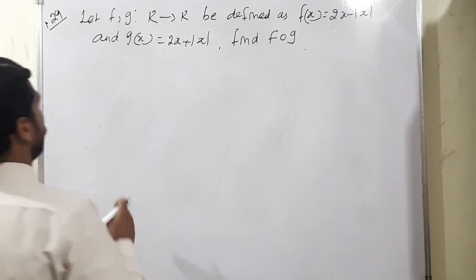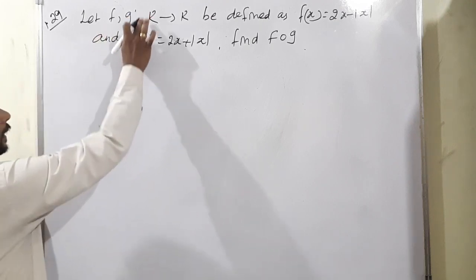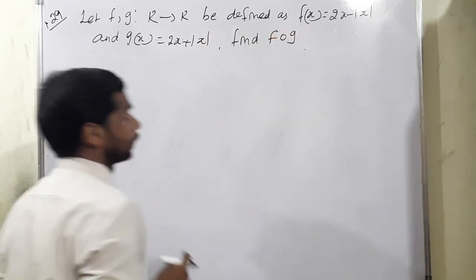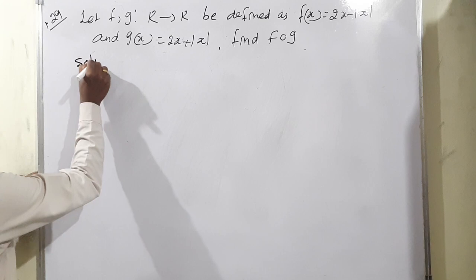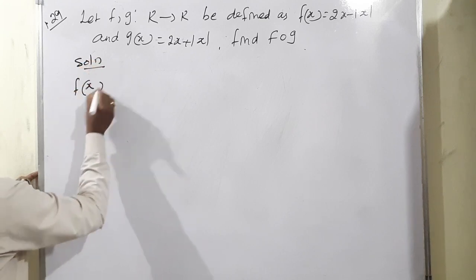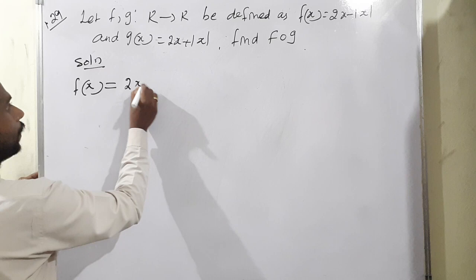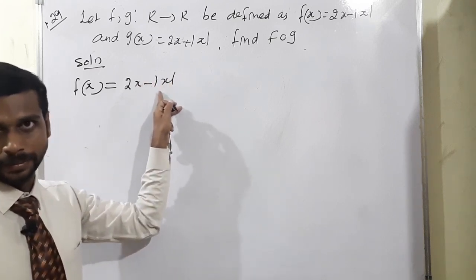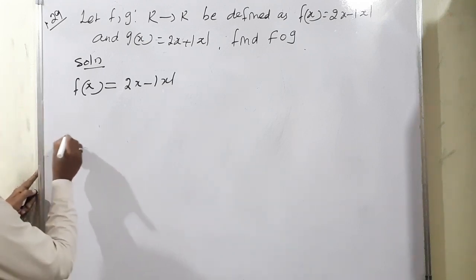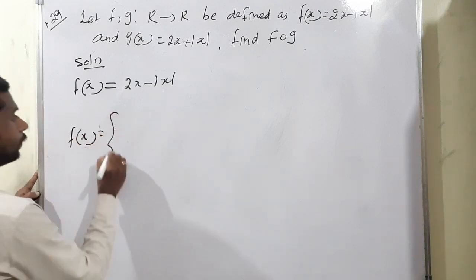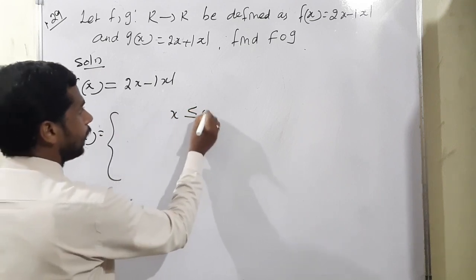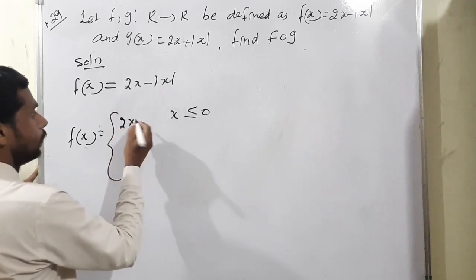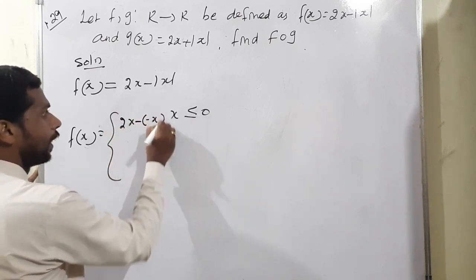Moving to example 1.29, let f, g from real numbers to real numbers be defined as follows. Solution, first condition: f of x is equal to 2x minus mod x. Already you know the meaning of mod x, plus or minus x, isn't it? Therefore, the first condition we can rewrite: f of x is equal to, when x less than or equal to 0, the negative value, so instead of mod x we can write negative x, isn't it?